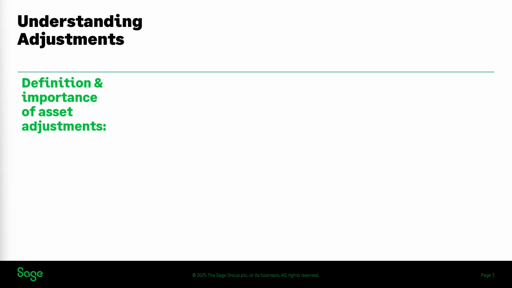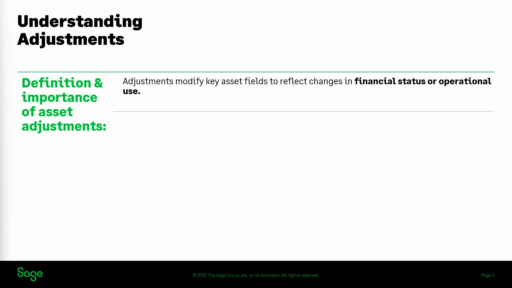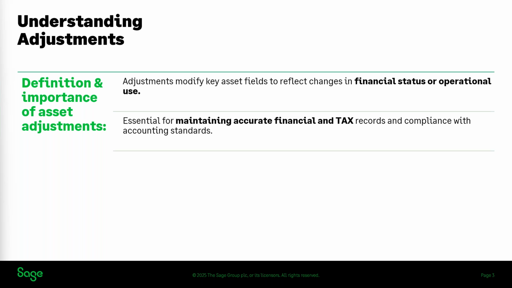So first, we have to understand adjustments, the definition and importance of these asset adjustments, right? Asset adjustments come in all the time. We'll get into some common things that we see, but we have to modify these things to reflect these changes, specifically for financial status, operational use, and maintaining accurate financial data for GAAP, for tax purposes, but also for property tax, for insurance, for anything and everything that touches a fixed asset. We need to get these adjustments in on time, or at least close to on time, moved out of CIP, moved out of APPO, those sorts of things, and into our subledger.